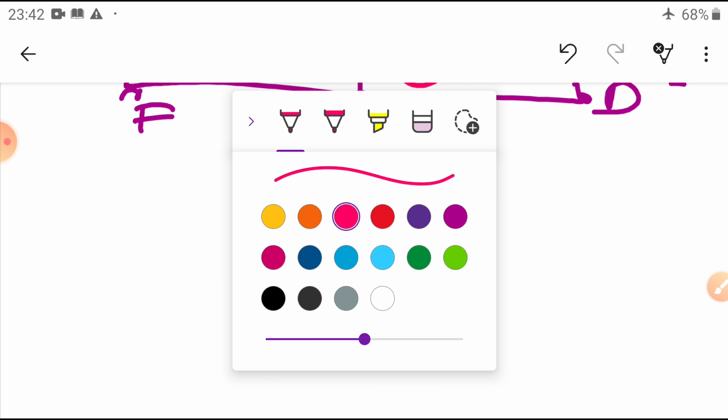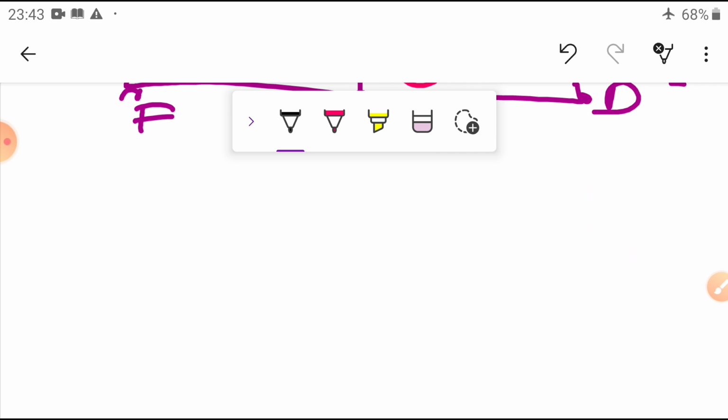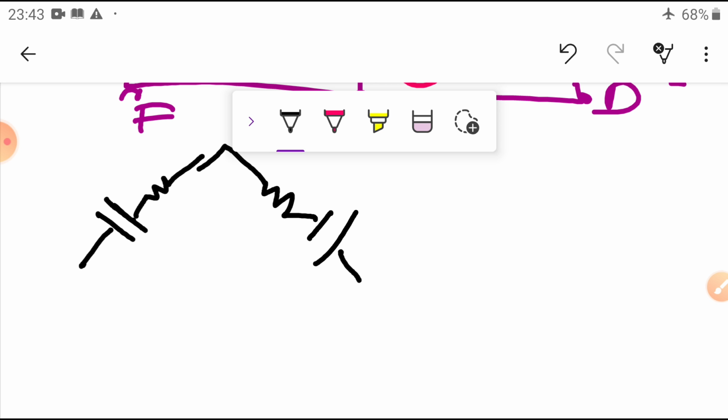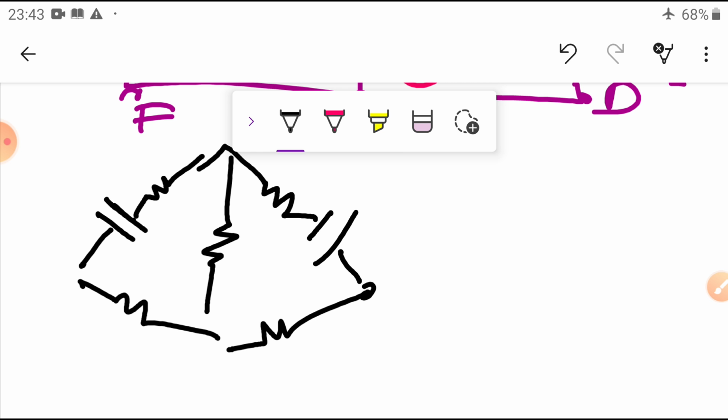Now, from here I am taking the source, then resistance, from here resistance, source, resistance, resistance, resistance. Okay. Now here we connect the one resistance, source here.